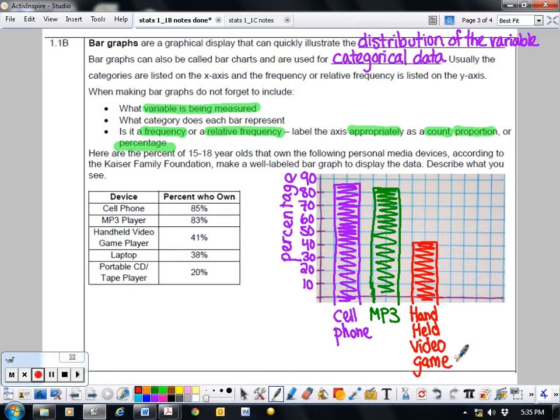And then laptop was 38%. So you kind of get the idea. But it doesn't mean I'm going to stop. I don't leave it incomplete. And then CD tape player, 20%. You can tell this is from my generation because people would still own tape players.